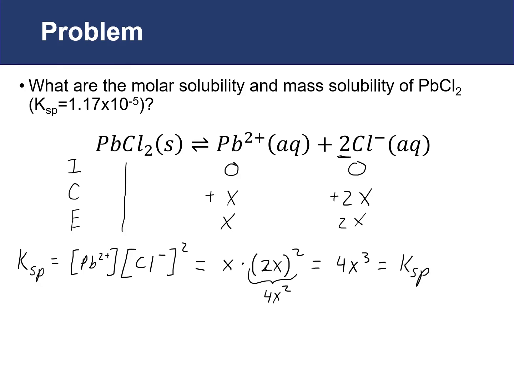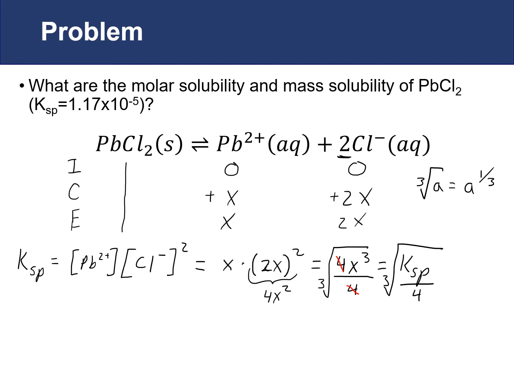We want to solve for X, so we will divide both sides by 4. That will get rid of our 4 on the left. And then we want X all by itself, so we will take the cube root of both sides. Another way of doing the cube root, and one that you can do on your calculator, is raise it to the 1/3 power. Right? So the cube root of a is equal to a to the 1/3 power.